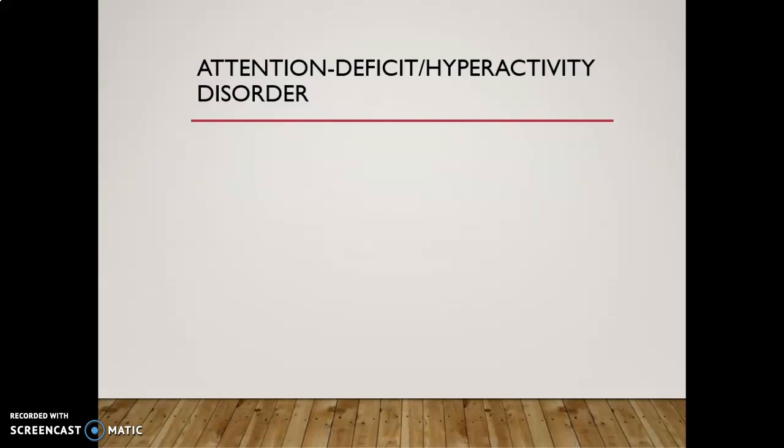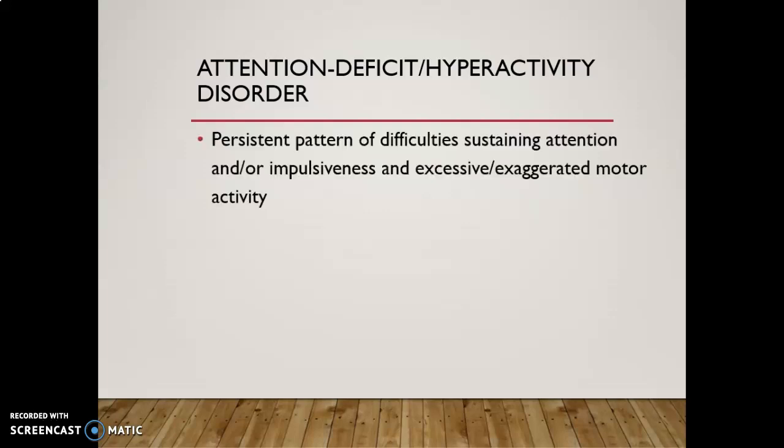Attention deficit hyperactivity disorder consists of a persistent pattern of difficulty sustaining attention. That's the attention deficit, along with impulsiveness and excessive or exaggerated motor activity. So it's not just that they can't pay attention. Like I said, that's what we tend to see in adults who have ADD, just problems with inattention. But there's also problems with movement. Too much movement, exaggerated movement, can be a real problem.